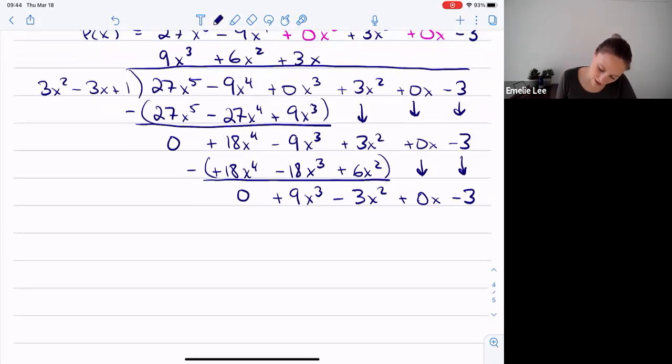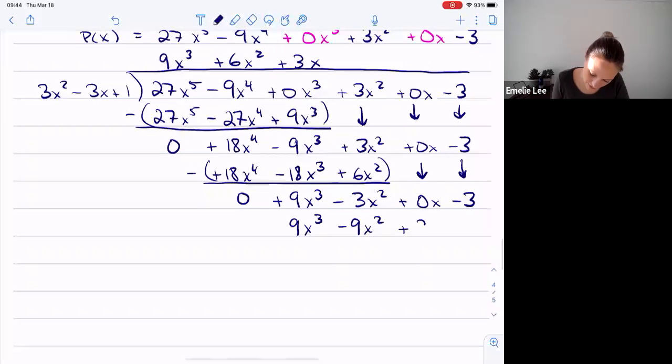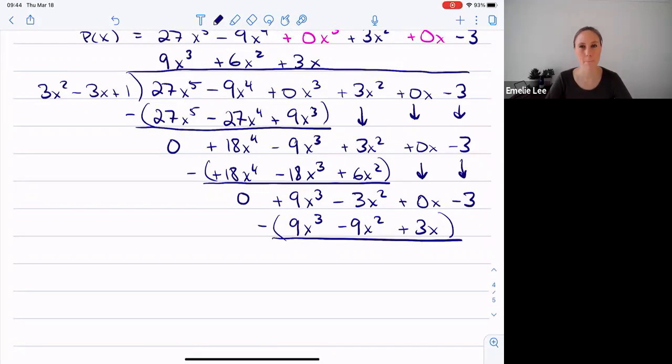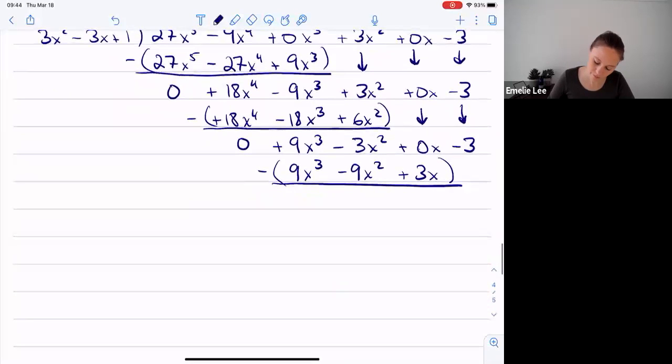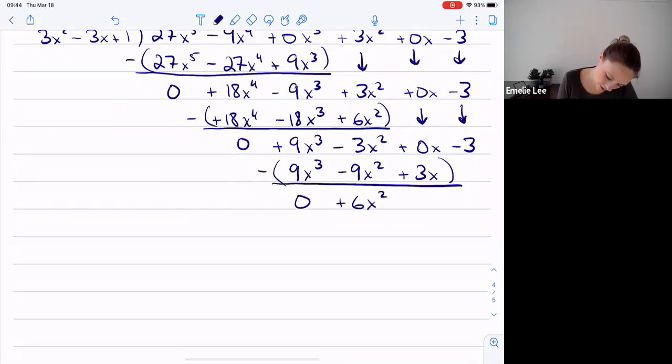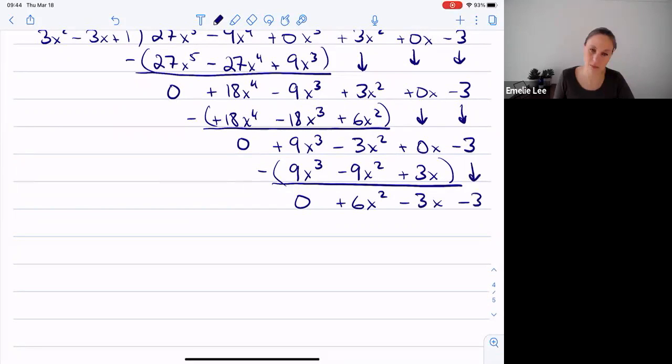I get 9x to the 3 minus 9x squared plus 3x. And then I'm going to subtract that. So I get 0, that's good. And then minus 3 plus 9, so negative 3 plus 9, just checking here, 6x squared. 0 minus 3x puts me at minus 3x. And then I'm going to bring that minus 3 down.